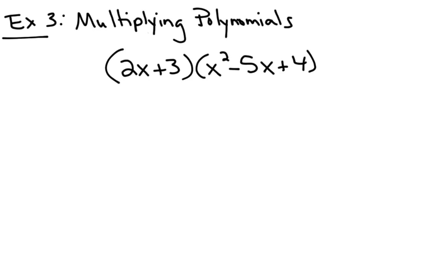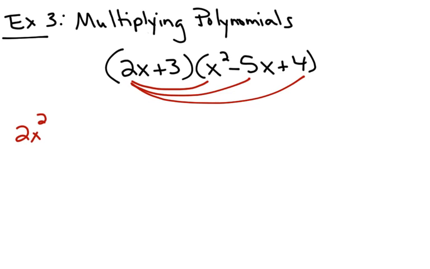This is an example where FOIL doesn't work. We just usually call the process of multiplying polynomials distribution, because the way that I learned how to do this back in the day was I would first distribute the 2x to everything in the second parentheses. So I would get 2x squared minus 2x cubed minus 10x squared plus 4x.